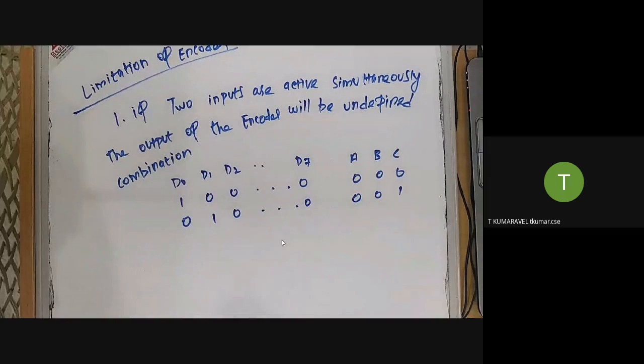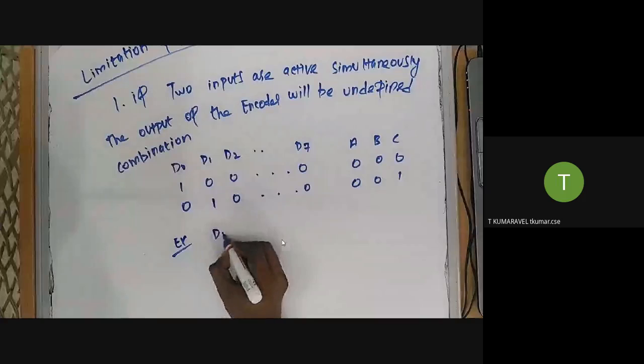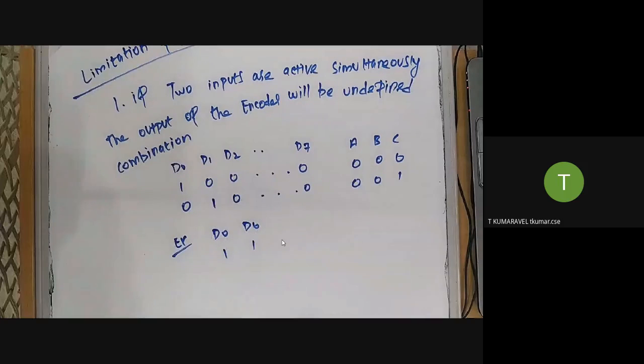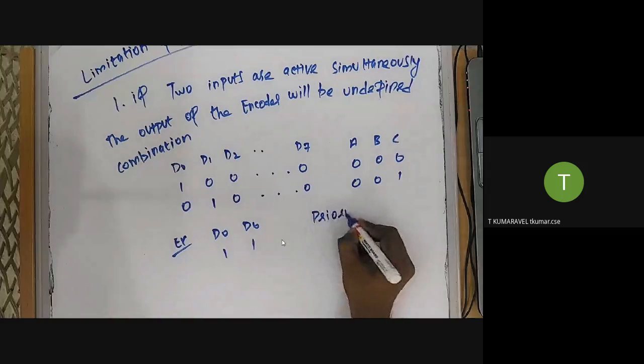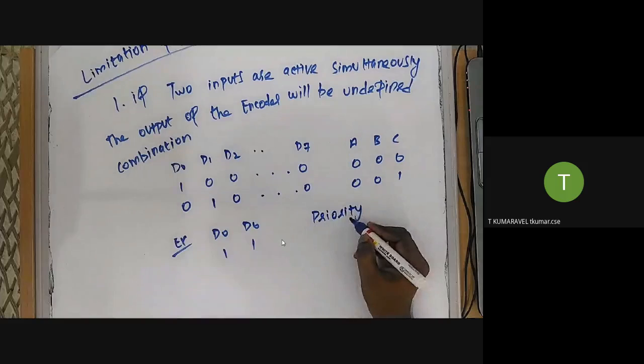Here I'm going to consider one example. D0 and D6, both of them are enabled at a time. In that case, it is unable to predict the output combination. That is the drawback. To overcome this drawback, we go for the priority encoder.